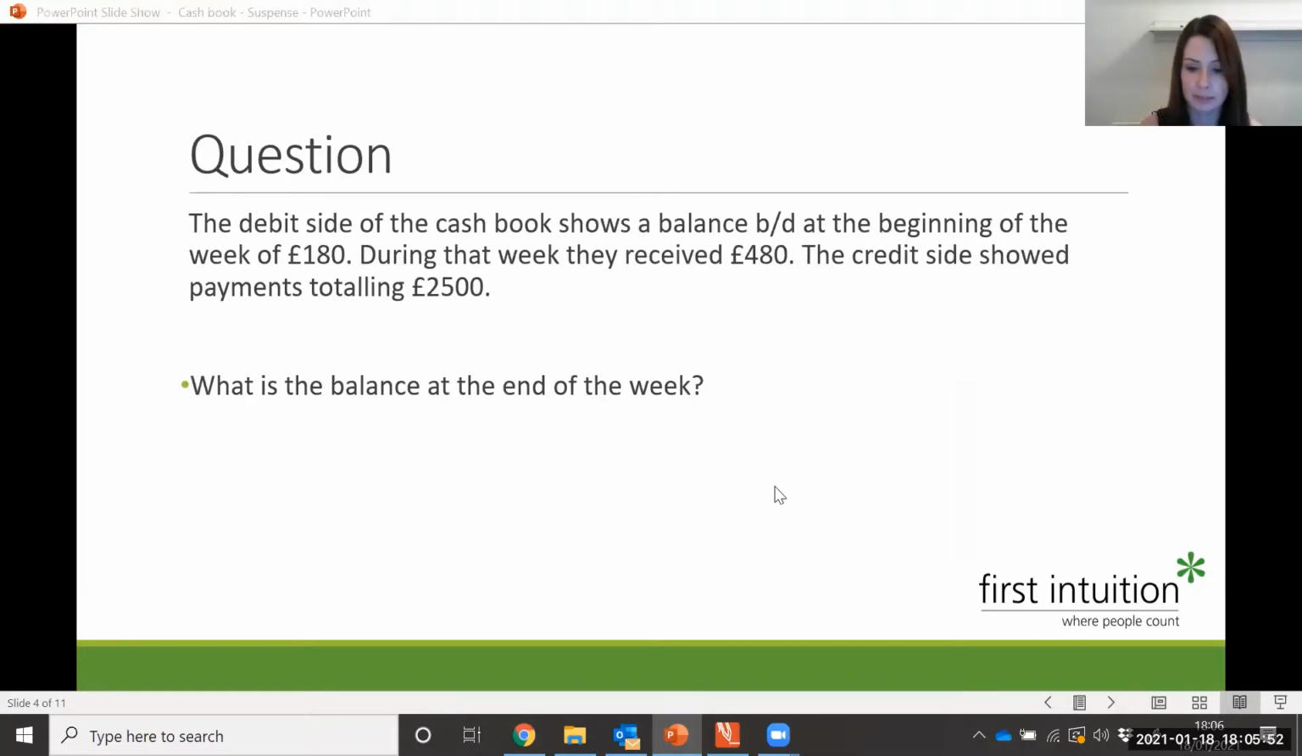Okay, just a quick question practice. The debit side of the cash book shows a balance brought down at the beginning of the week of £180. During that week, they received £480. The credit side showed payments totaling £2,500. What will the balance be at the end of the week? Yeah, Madalena, absolutely right. Yeah, Fiona, brilliant. If anyone's not sure, just let me know.